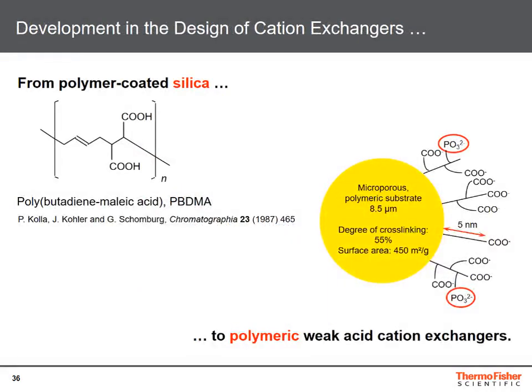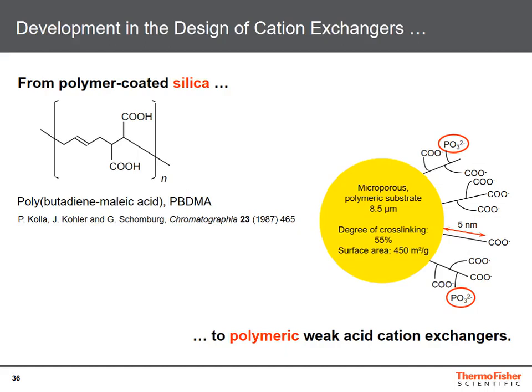This slide shows the development in the design of cation exchangers. A major breakthrough in the development was the discovery of Professor Schomburg in 1987, who was the first to coat silica columns with a polymer called polybutadiene maleic acid. In other words, as you see from the structural formula, we have two neighboring carboxyl groups, and therefore he was the first to simultaneously analyze mono and divalent inorganic cations on such a column material.